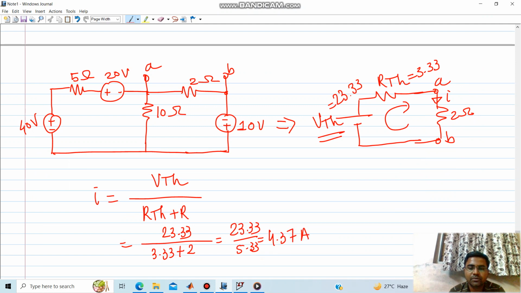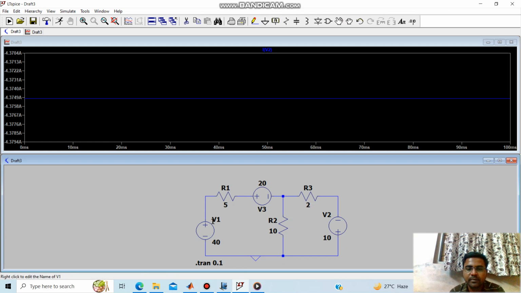Now we can cross verify the answer with an LTspice simulation. So I made the same circuit. After running this, if I look at this current, you can check, it is 4.337 ampere.